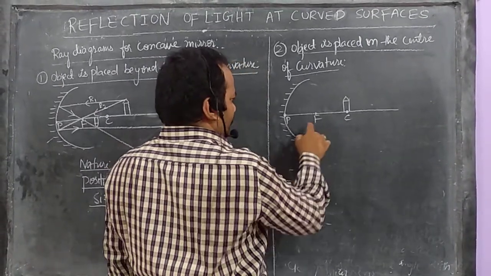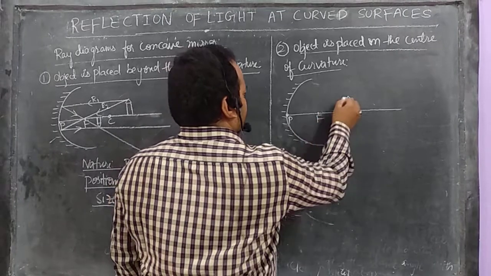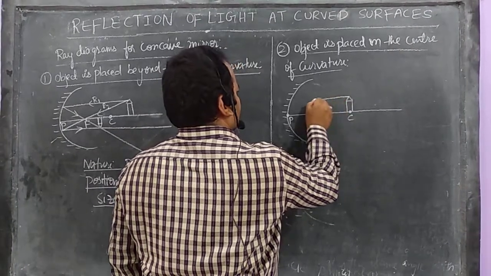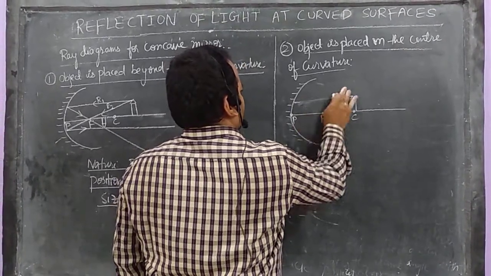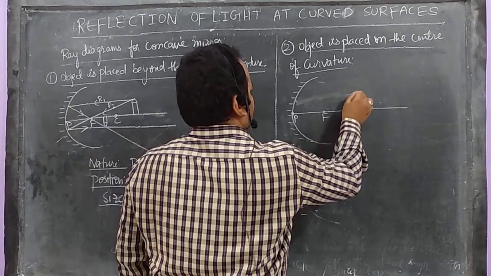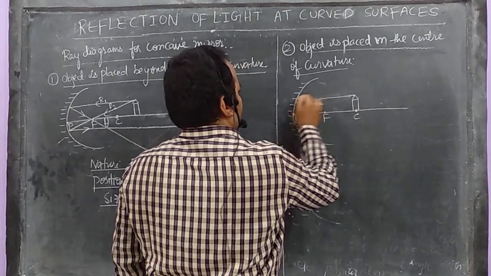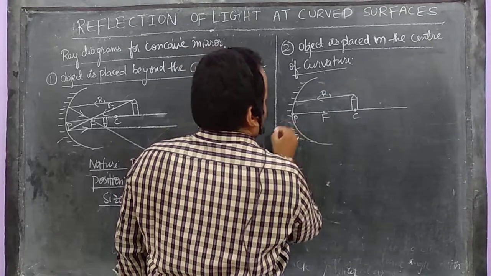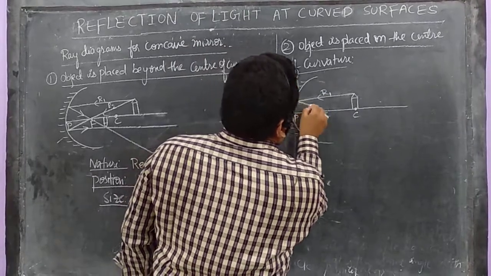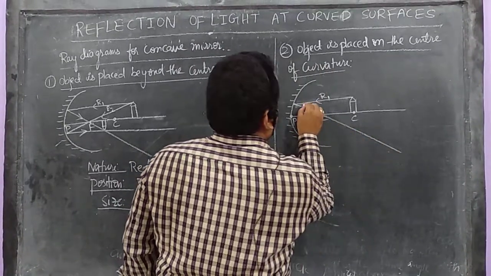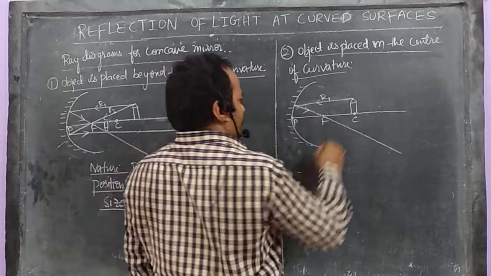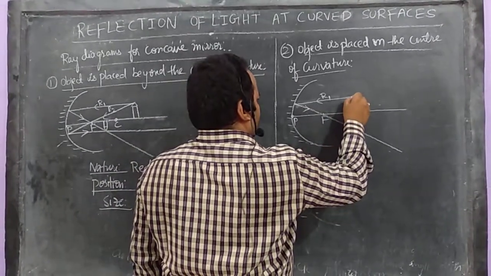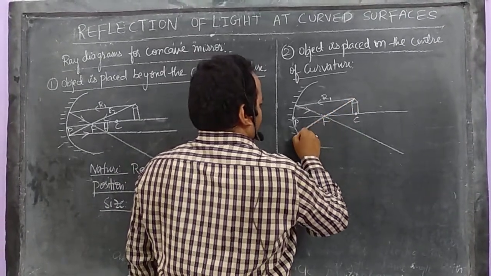Shall I apply rule 1? Yes, still the focus is clear. Apply rule 1. The incident ray is parallel to the principal axis and the reflected ray passes through the focus. Is it possible to apply rule 2? Yes, still there is a possibility because the focus is clear.